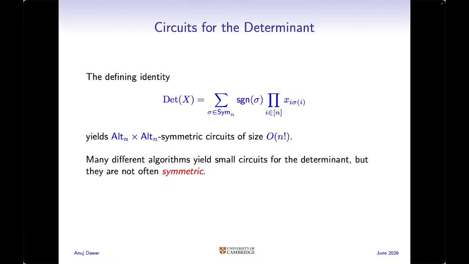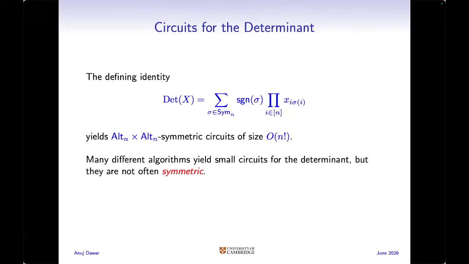Now, we know that there are, of course, polynomial size circuits for the determinant. Again, Avi told us about this yesterday. You take Gaussian elimination, which of course involves division. You need to massage it a little bit, but you can get cubic size circuits for the determinant. But they're generally not symmetric, certainly not with this rich group of symmetries.